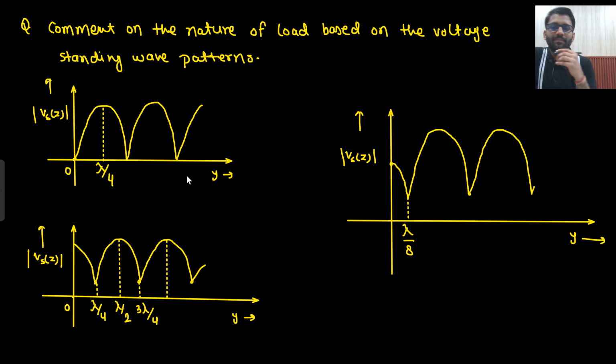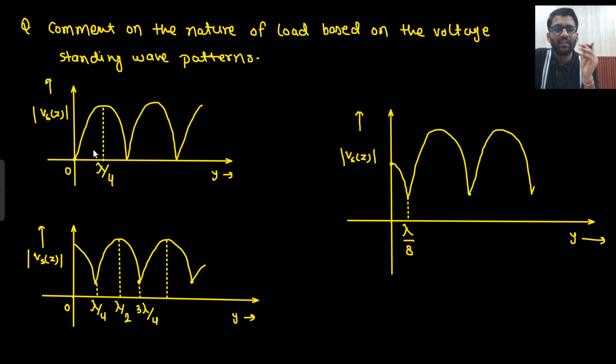Let's see this question. Comment on the nature of load based on the voltage standing wave pattern. Okay. So at y equals to 0, you are getting something conclusive. Minima or maxima you are getting. That means 100% sure that this has to be resistive, or it could be short circuit, or it could be open circuit. The load could be short circuit, open circuit, or resistive.